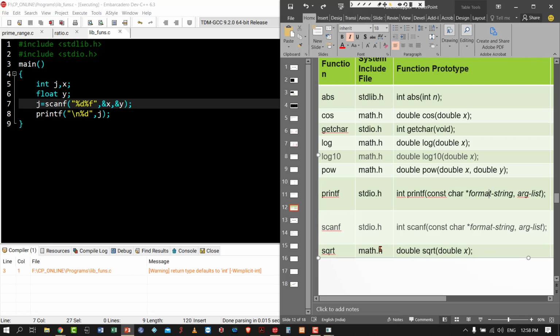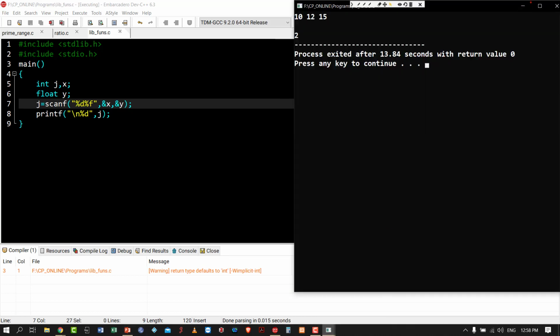So any doubt in these library functions? If it is clear, please type clear in the chat box. Okay. So the next topic is recursion, and actually I am not going into that recursion, but I am going to discuss some pending programs, and also some important programs.